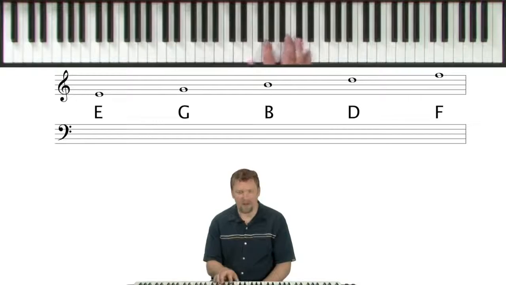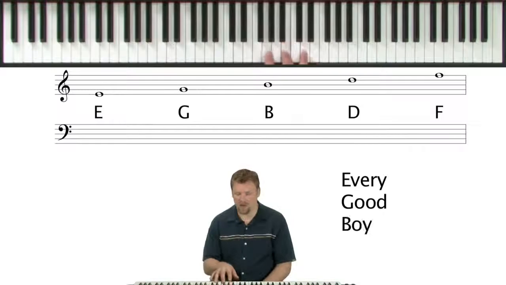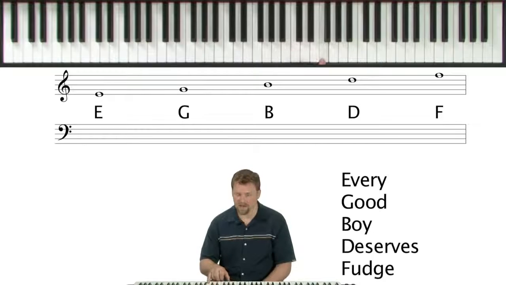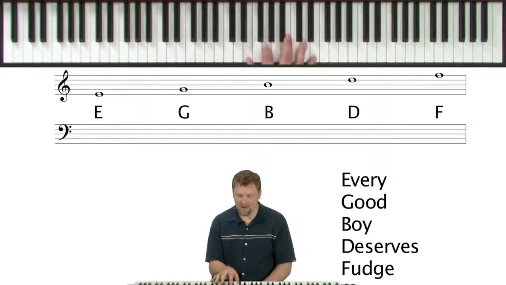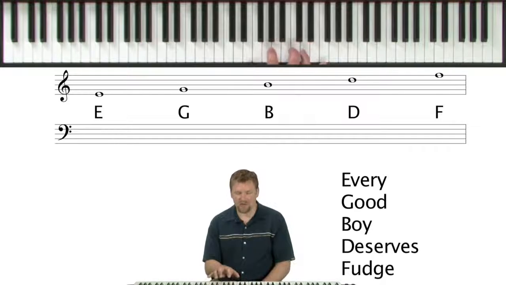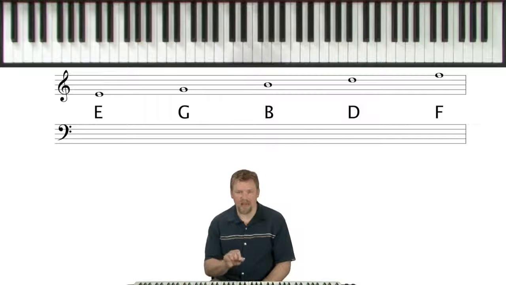Well, you can remember E, G, B, D, F, or to help you remember, just remember this. Every good boy deserves fudge, or food, or whatever you want to put there, but every good boy deserves fudge. So that's the notes that we find written on the lines in the staff.